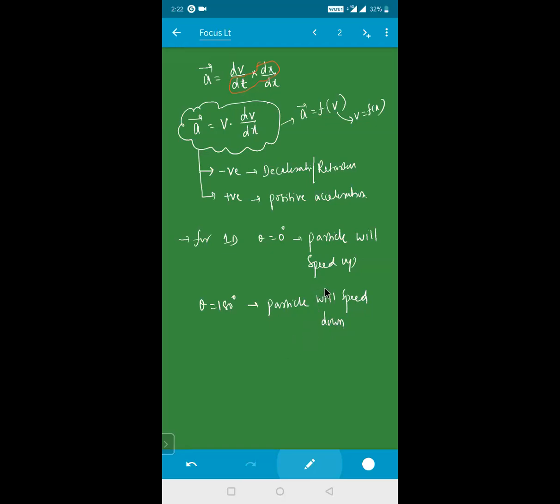So decreasing acceleration means what? Decreasing acceleration doesn't mean speeding down. If acceleration is in the direction of velocity of the body, then it is still speeding up, even though the acceleration is decreasing. So consider that average acceleration is always in the direction of change in velocity, beta, and the direction of acceleration and the velocity vector may or may not be changing, but they depend upon theta. If theta is 0 degrees, meaning two particles are moving in the same direction for 1D, then the particle will be speeding up. If theta is 180 degrees, then the particle will be speeding down. Decreasing acceleration does not mean speeding down.